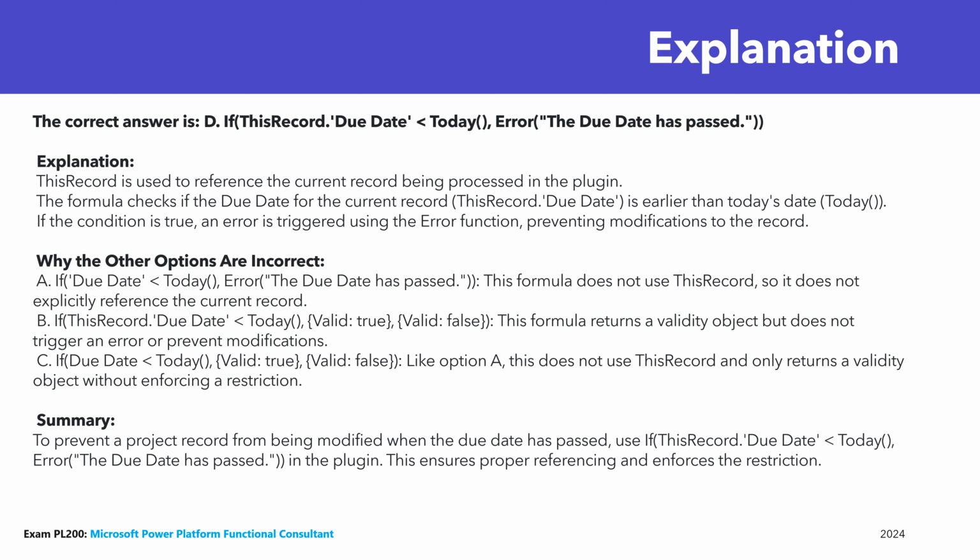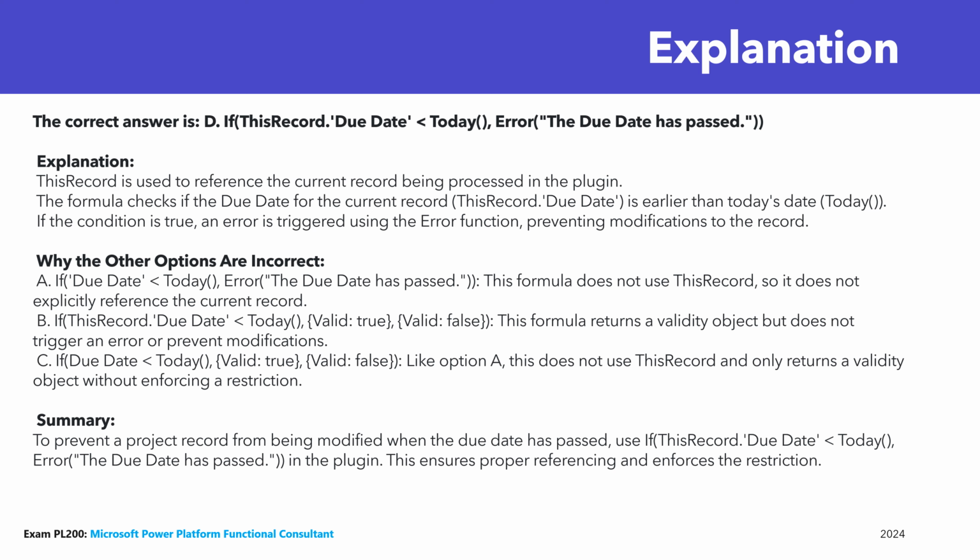The correct answer is D. If this record due date < today, error, the due date has passed. Explanation. This record is used to reference the current record being processed in the plugin. The formula checks if the due date for the current record, this record due date, is earlier than today's date, today. If the condition is true, an error is triggered using the error function, preventing modifications to the record.